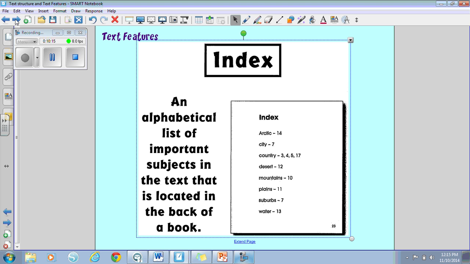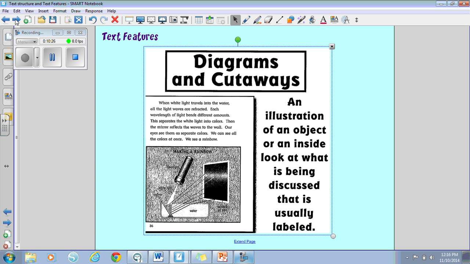Next, we have the index. The index is found in the back of the book, and it's an alphabetical list of important subjects within the text. And last but not least, we have diagrams and cutaways. Diagrams and cutaways are an illustration of an object that is important to know.